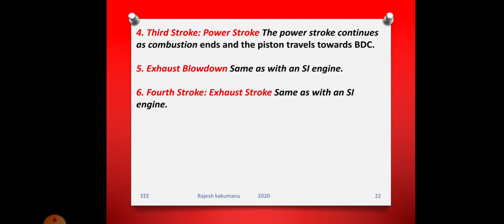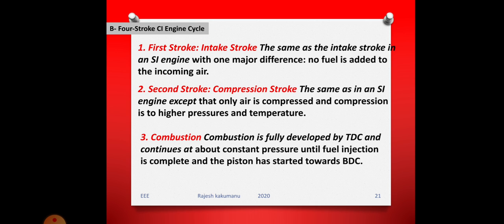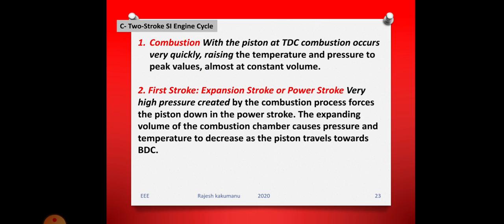What happens in the exhaust blowdown? Same as what happens in the SI engine, the exhaust blowdown takes place with the pressure drop. In the four stroke exhaust stroke, the burned gases should be released out, thereby the piston is coming from bottom dead center to top dead center, thereby automatically the exhaust valve is opened and the burned gases are going out. This happens in the 4 stroke diesel or 4 stroke CI engine cycle.